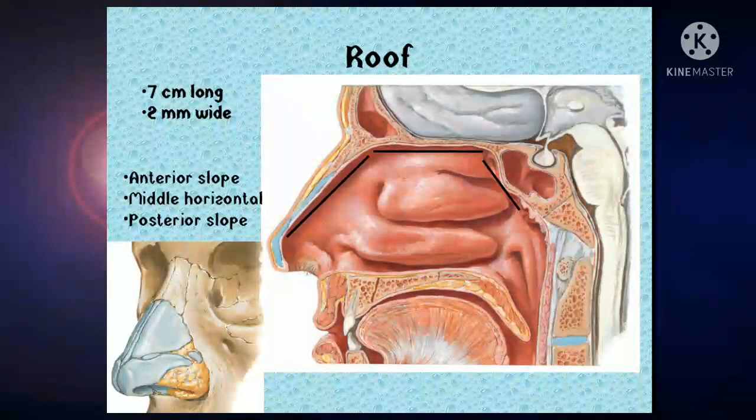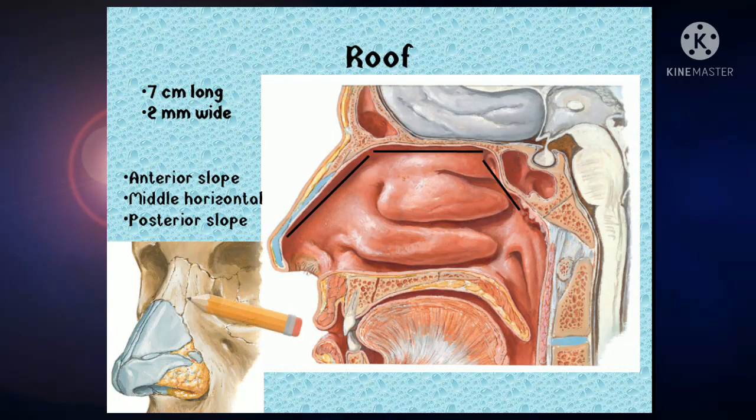The roof of the nasal cavity is about 7 centimeter long and 2 millimeter wide. It slopes downwards both in front and behind, and the middle portion is horizontal. This part is formed by the cribriform plate of ethmoid bone. The anterior slope is formed by nasal part of frontal bone, nasal bone, and nasal cartilages. And the posterior slope is formed by the inferior surface of the body of sphenoid bone.